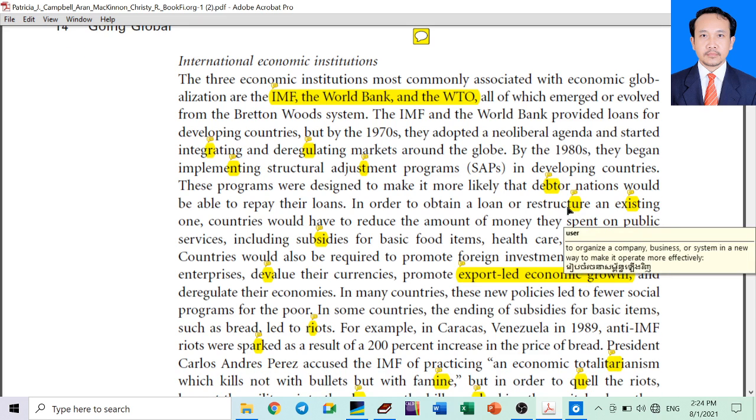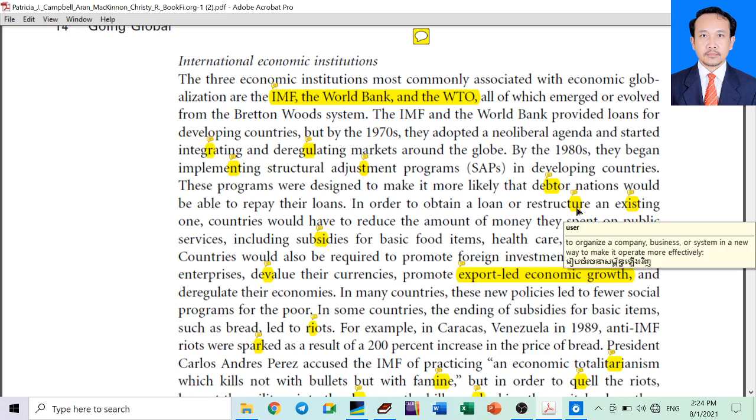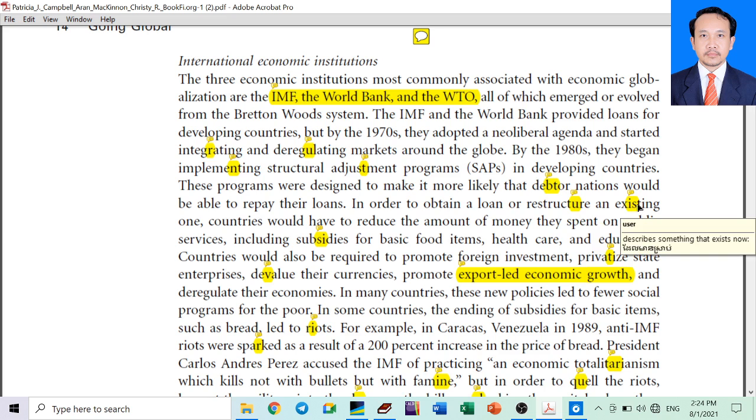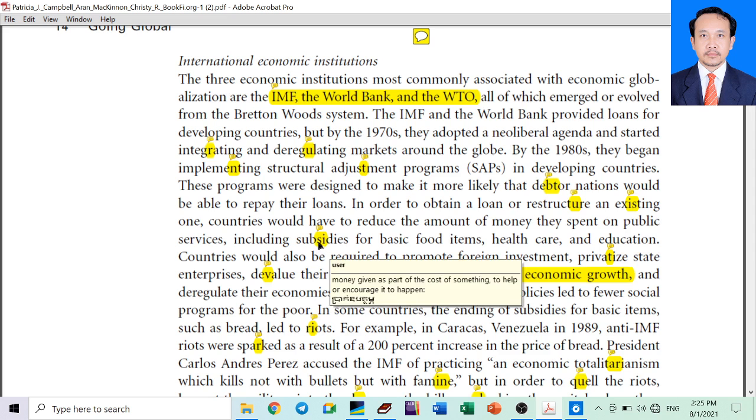The next one, restructure: to organize a company, business, or system in a new way to make it operate more effectively. Existing, the adjective, describes something that exists now. And subsidy, which in plural we change y to ies: money given as part of the cost of something to help encourage it to happen.